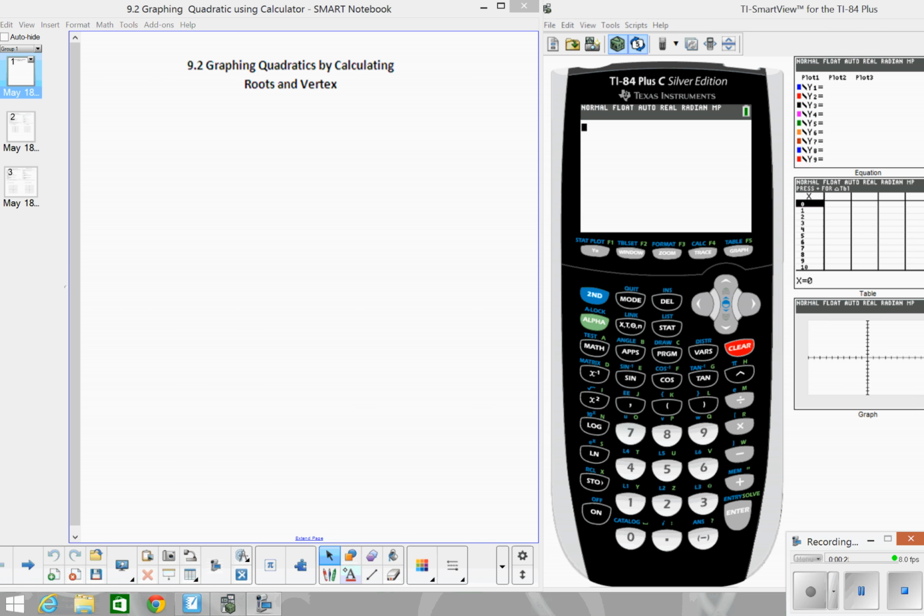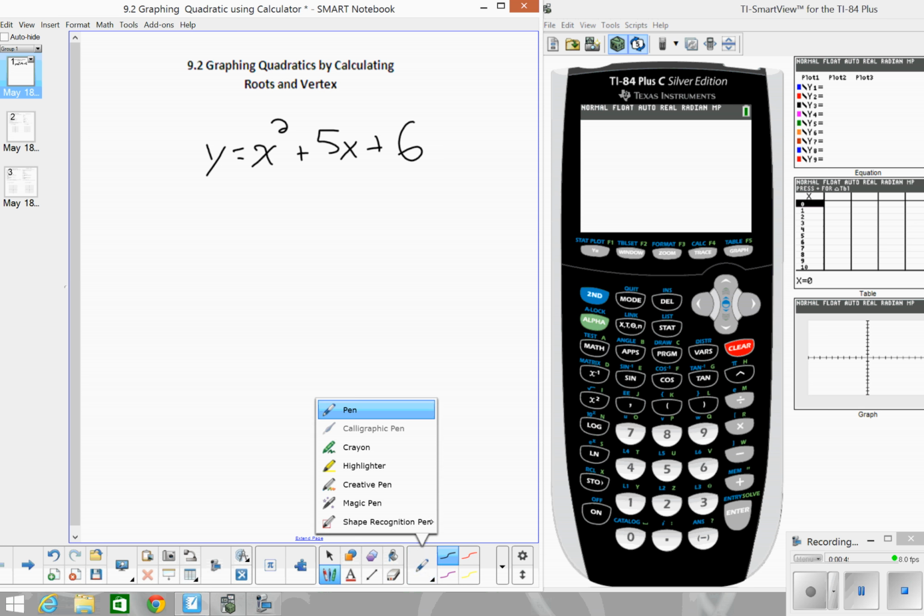So you're going to get, let's just say, an equation like y equals x squared plus 5x plus 6. You're going to get an equation like that, and we're going to use the calculator to determine what it looks like. Since it has a degree of 2, it is considered a quadratic, and when we graph the equation, it's going to look like a parabola.